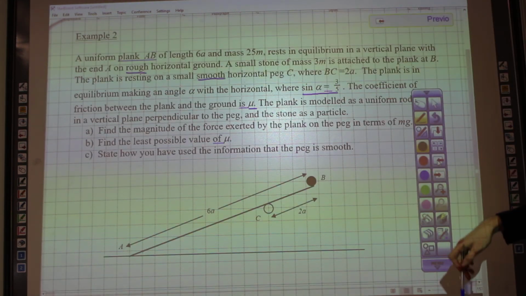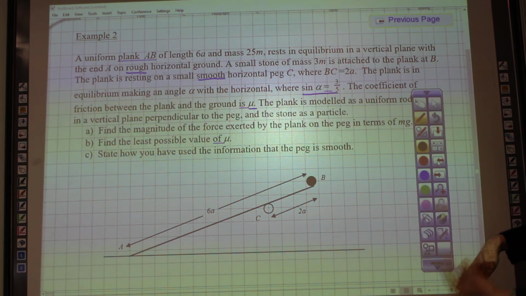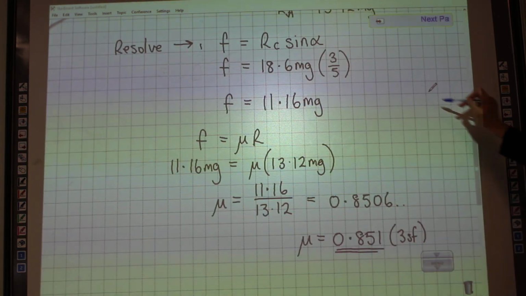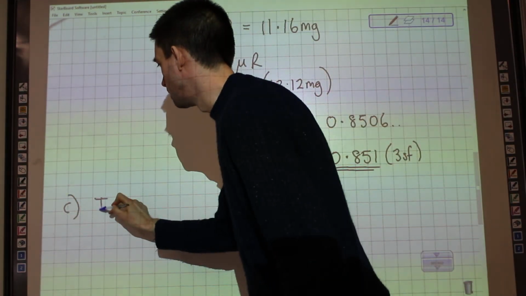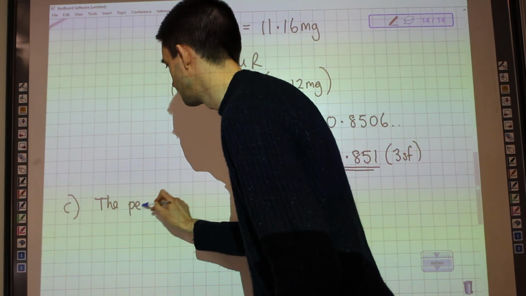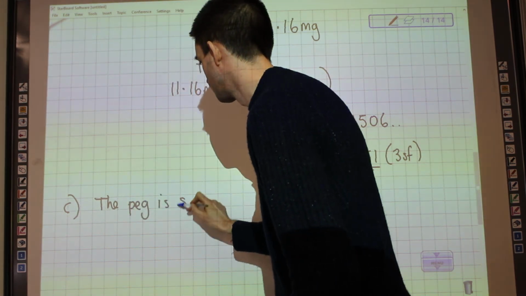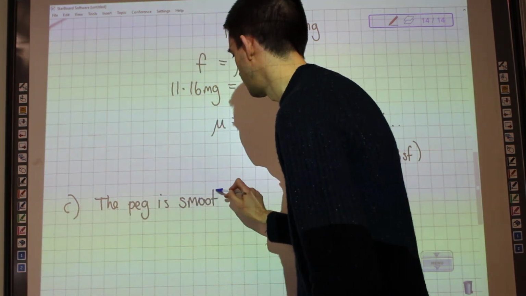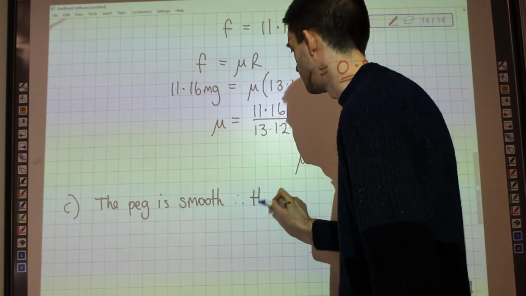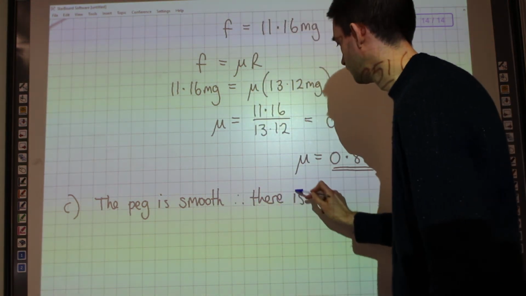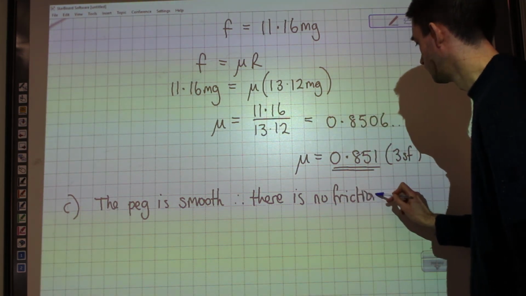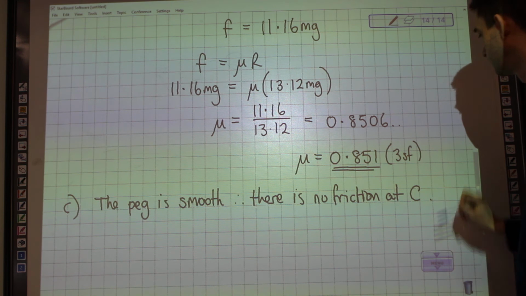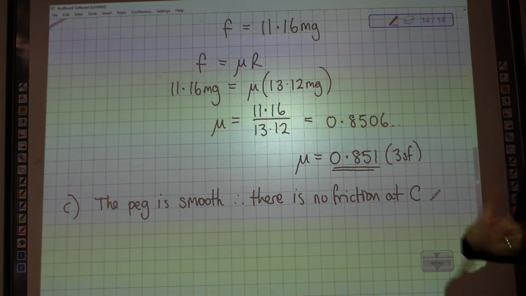Finally then, part C is asking us about modelling assumption. State how you have used the information that the peg is smooth. Well, the peg is smooth, which means that there is no friction at C. So the peg is smooth, therefore there is no friction at C.